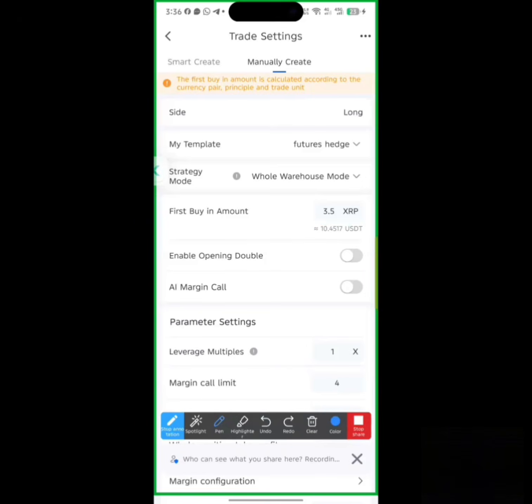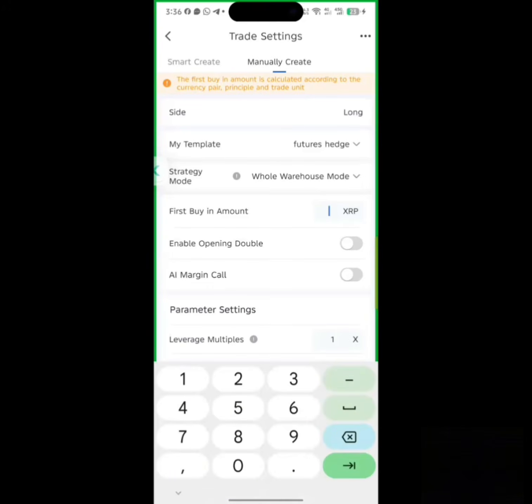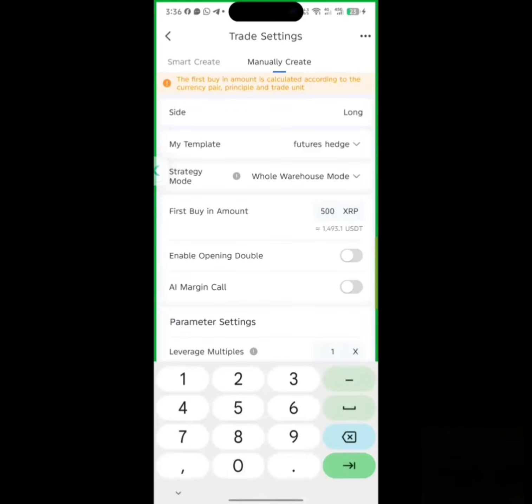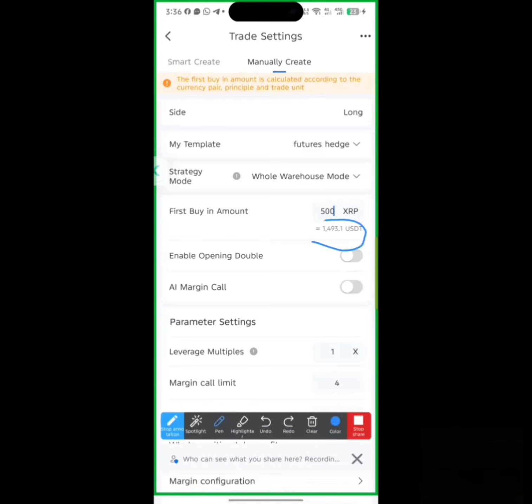But you put any amount here. Just put any amount. That's what I just explained. You put any amount here. You can put 500. 500 has given you $1,493. This is 1,493 USDT.